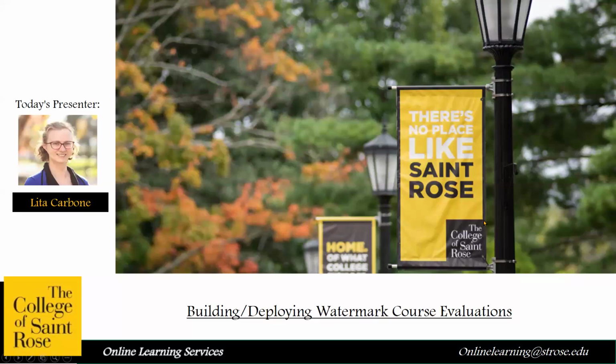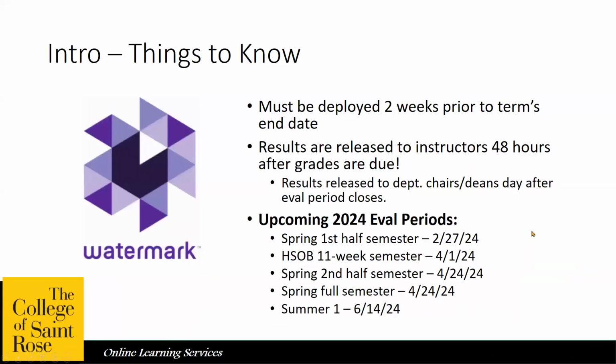So we have the first half semester courses, the School of Business 11-week evaluations, the spring second half semester evals, spring full semester evaluations, and then the summer 1 course evaluations. The dates for those evaluations to be deployed are listed on the slide here. And we do have these reminders set up in the OLS calendar as well.